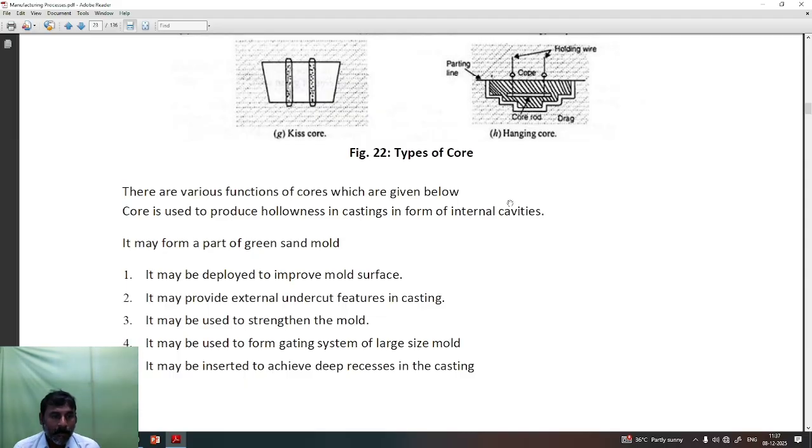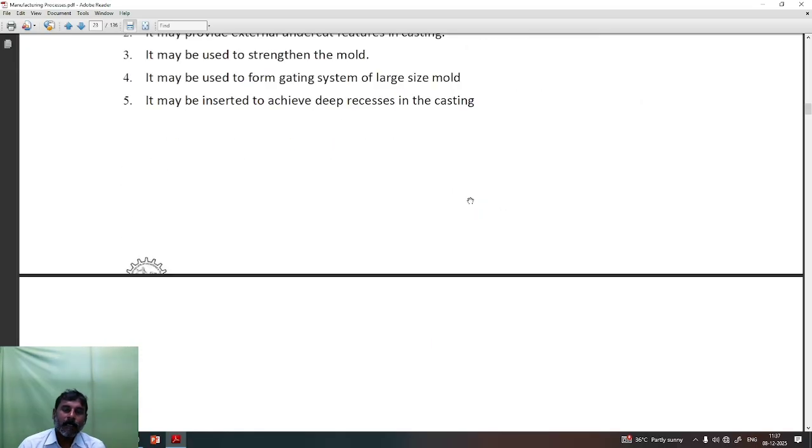It may form a part of the green sand mold. It may be deployed to improve the mold surface. It may provide external undercut features in castings. It may be used to strengthen the mold. It may be used to form the gating system of a large size mold. It may be inserted to achieve deep recesses in casting.